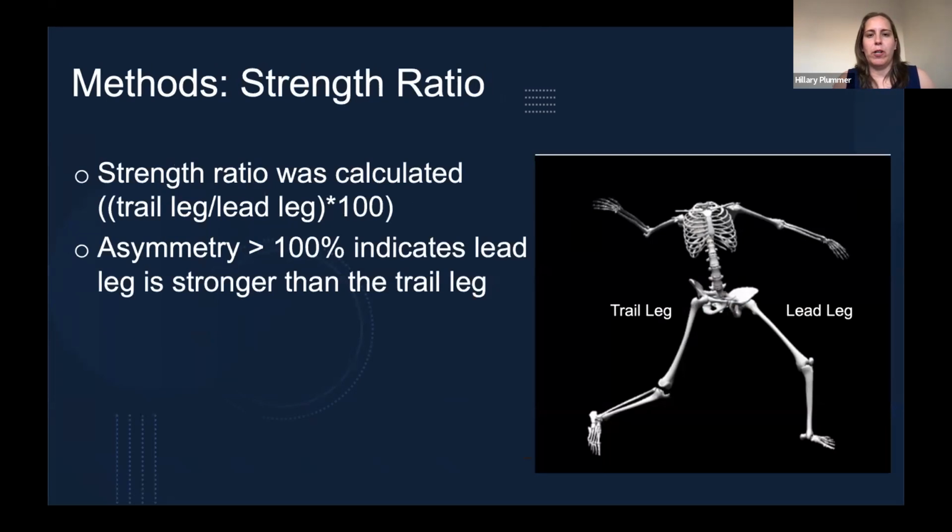So the variable we were most interested in was looking at strength ratio. To calculate that, we looked at trail leg divided by the lead leg and multiplied it by 100. And then asymmetry greater than 100% indicated that the lead leg was stronger than the trail leg.